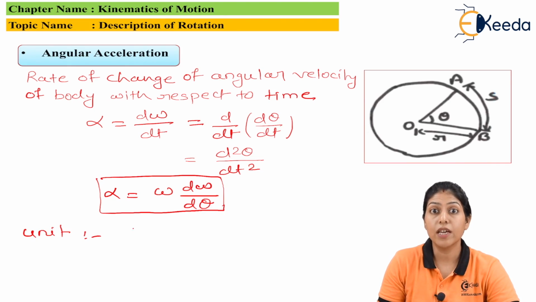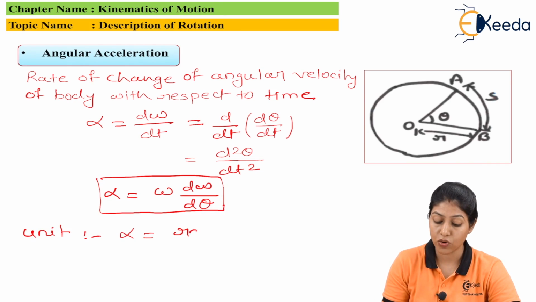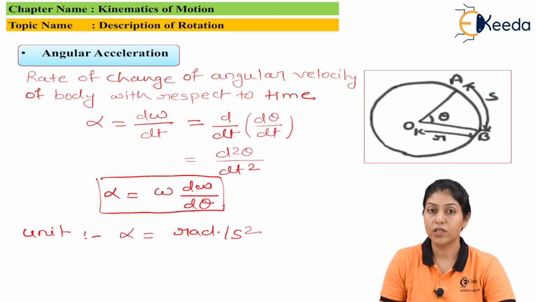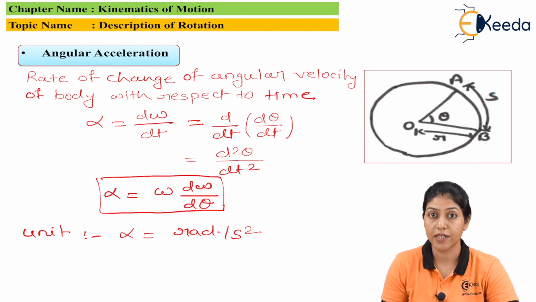And if we define the unit of the angular acceleration, as per this, the unit of the angular acceleration will be radian per second square. So this is the unit of angular acceleration.